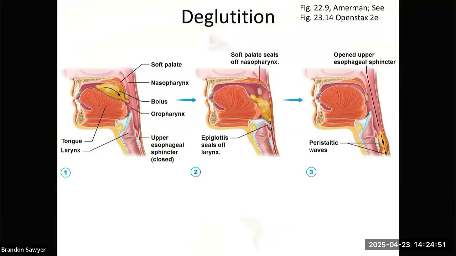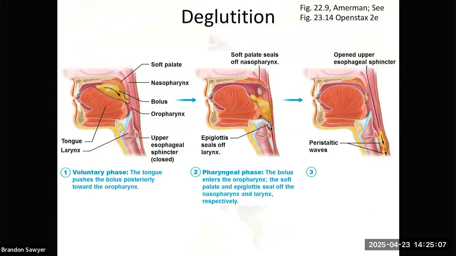So we're going to start with this very first phase. We're turning the food into a bolus, right? So smashing it together. This is the voluntary phase. The tongue pushes the bolus posteriorly back towards the oropharynx, right? So pushing it back to the back of the throat.